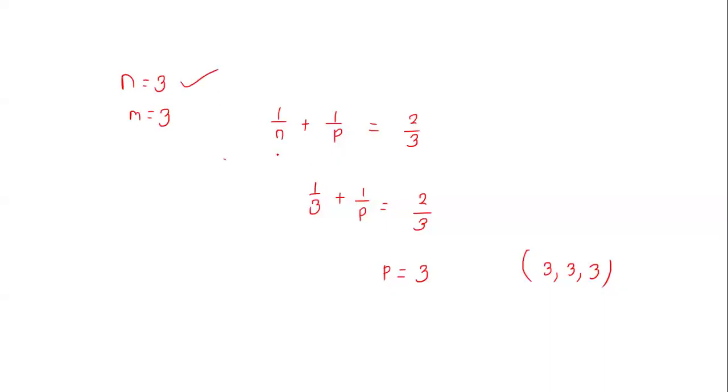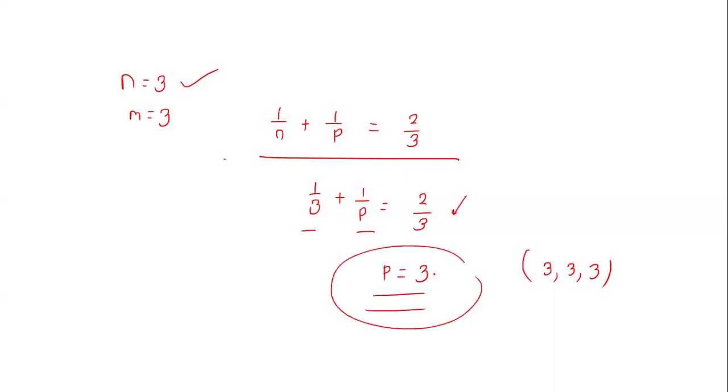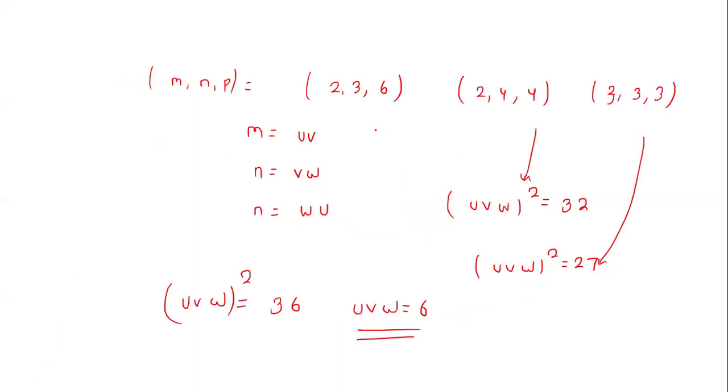So if I put n is equal to 3 in this equation, I get 1 by 3 plus 1 by p is equal to 2 by 3. So p value I got as 3. So m is also 3 in this case. So the solution is 3 comma 3 comma 3. So now we have three solutions: 2 comma 3 comma 6, 2 comma 4 comma 4, and 3 comma 3 comma 3. So these are the three solutions for m, n and p we got.